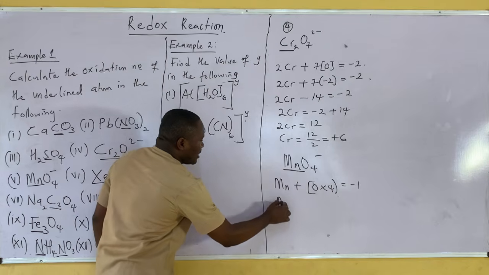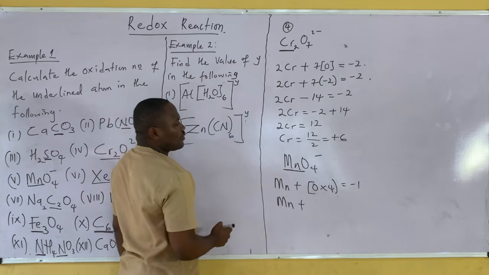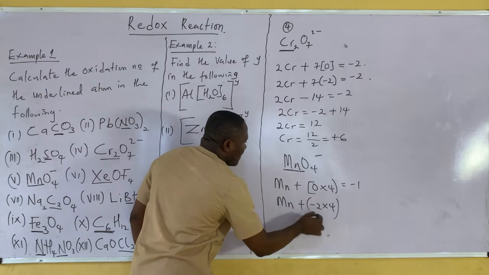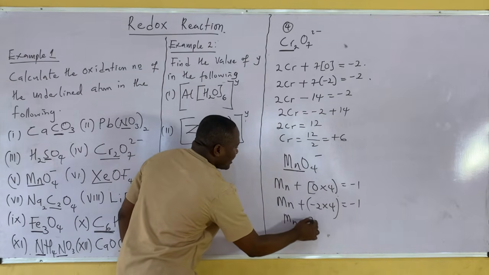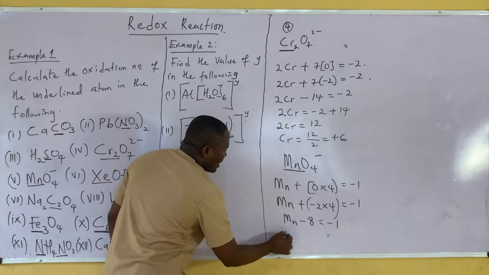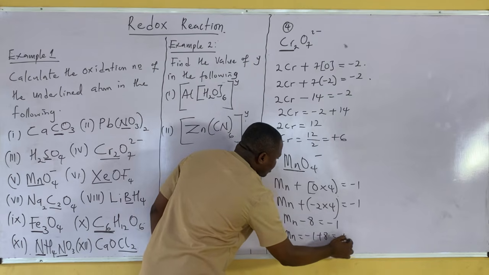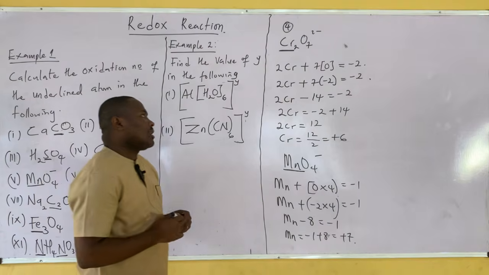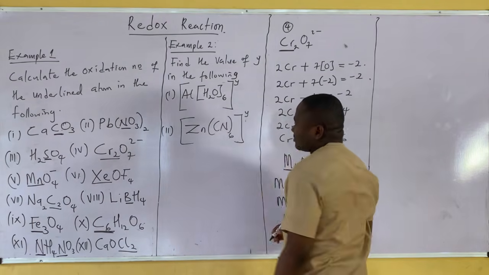So this will now be Mn plus oxygen. What's the oxidation number of oxygen? It is minus 2 times 4. So it's equal to minus 1. So I have Mn minus 8 equals minus 1. So minus 8 goes this way. I have Mn equals minus 1 plus 8 equals plus 7. So this is plus 7. Now let's see other examples as we keep going.